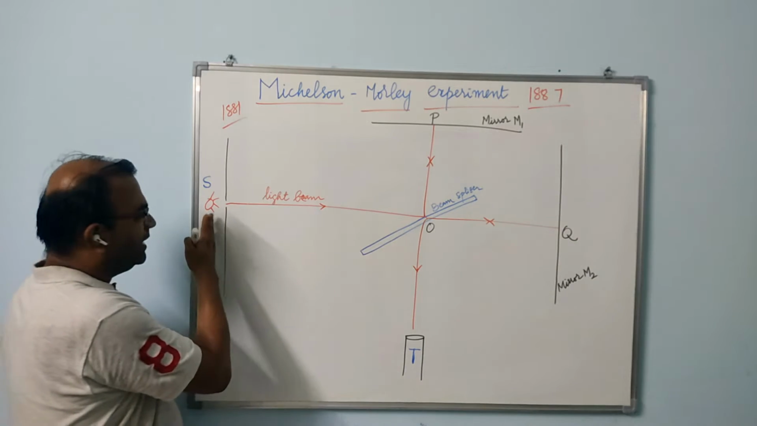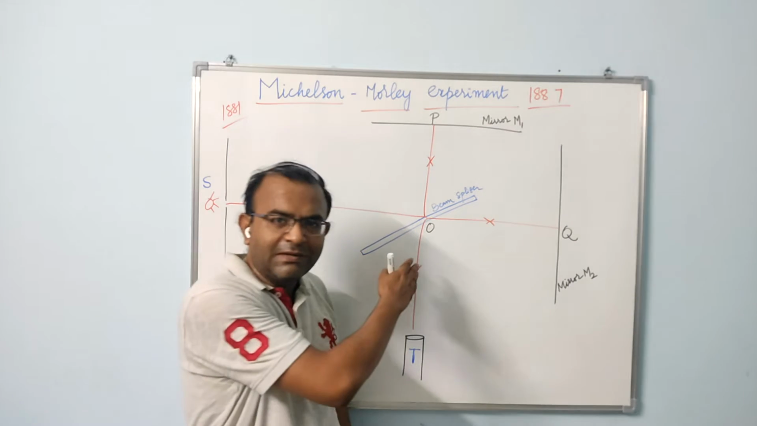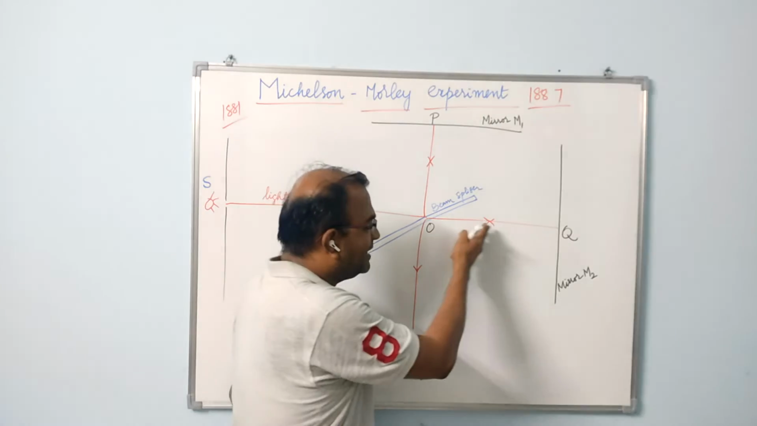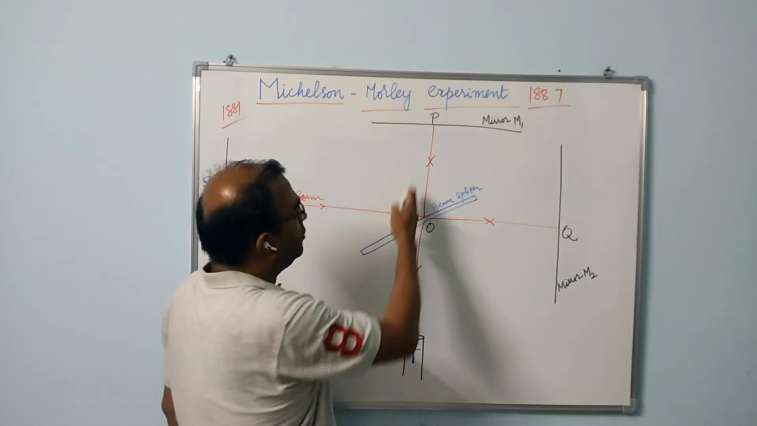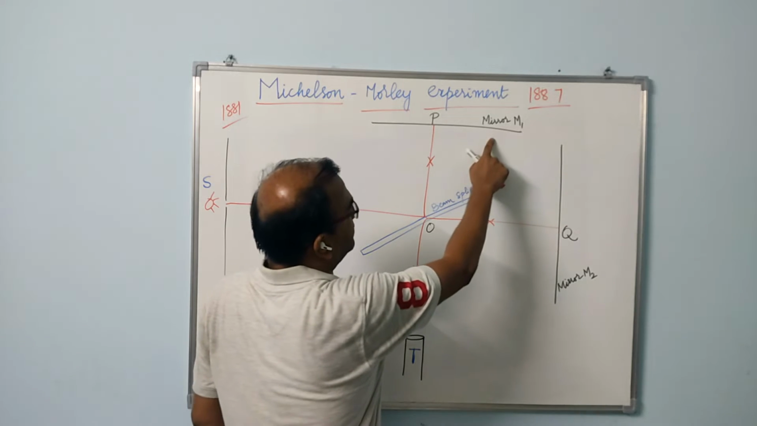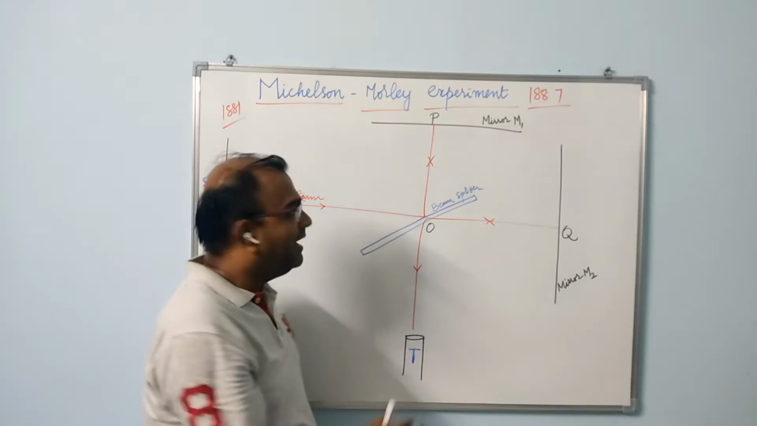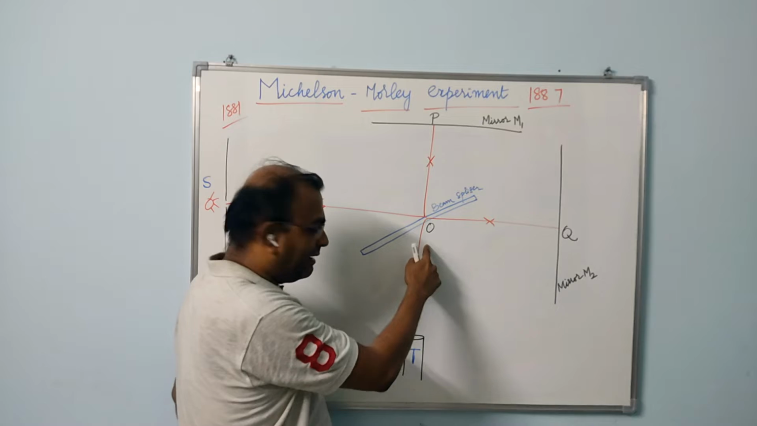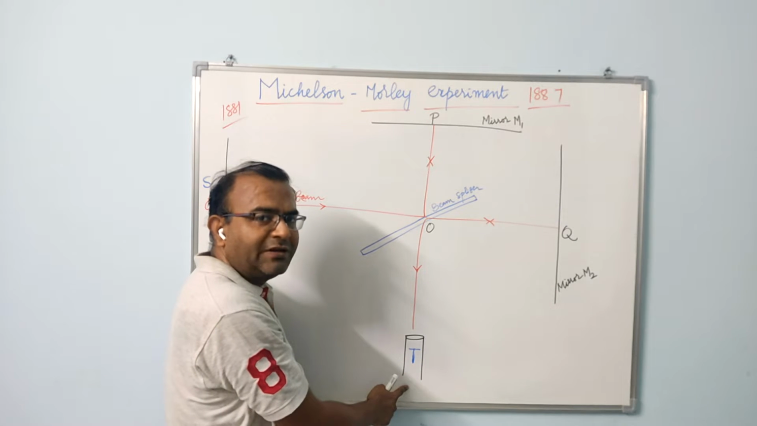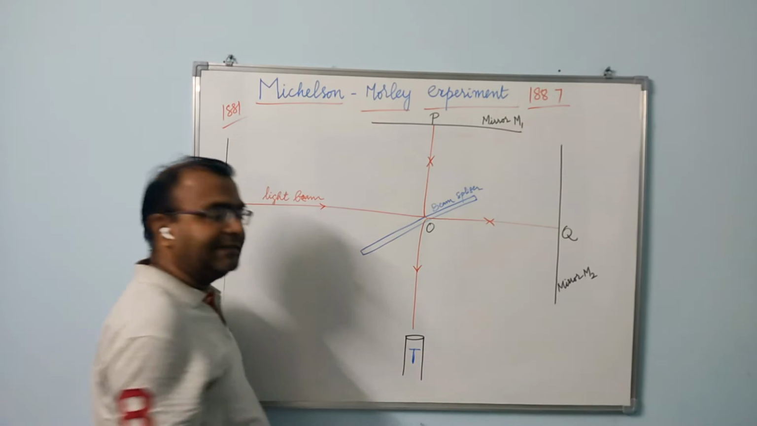Light from a source is made to fall on a beam splitter, which would partially reflect the wave and partially transmit it. Both the reflected and the transmitted beams are made to fall on mirrors M1 and M2 respectively, and then again these two beams are combined and they are received at the telescope of the interferometer here at T.